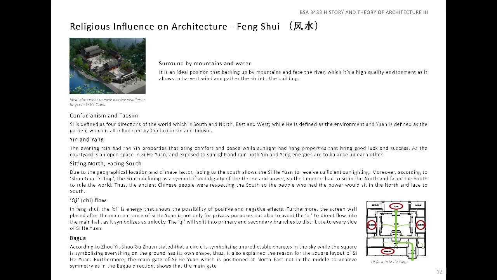Sitting north, facing south. Due to the geographical location and climate factors, facing south allows the Siheyuan to receive sufficient sunlight. Thus, the ancient Chinese people respected the south, so the people who had the power would sit in the north and face south. Qi. In Feng Shui, qi is energy that shows the possibility of positive and negative effects.